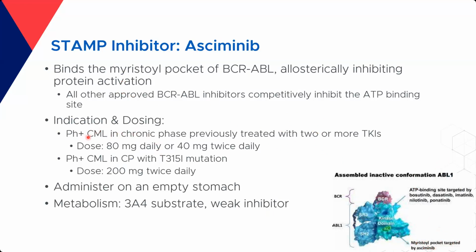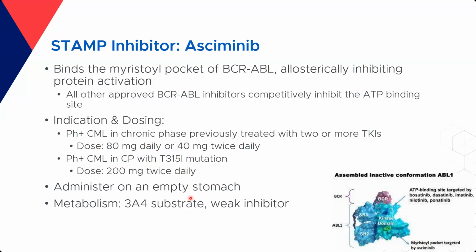Asciminib is indicated in pH-positive CML in the chronic phase after 2 or more TKIs, and the dosing is either 80 milligrams once a day or 40 milligrams twice a day. It's also indicated in pH-positive CML in chronic phase with this T315I mutation. And then it's worth noting that the dose with this particular mutation is much higher. It's 200 milligrams twice a day.